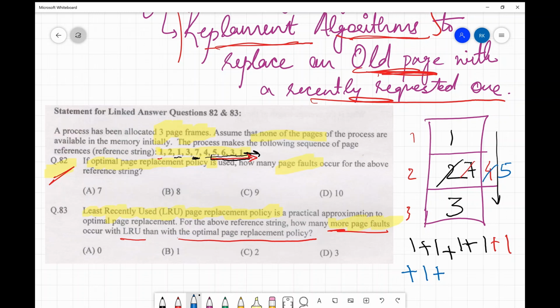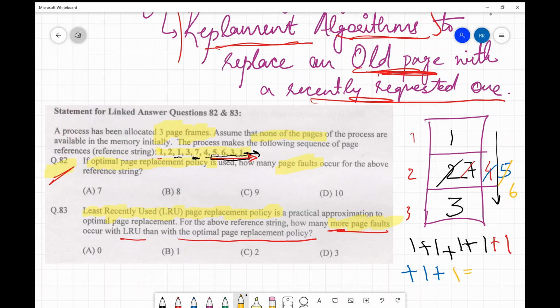Again with 6, same thing, 3 and 1 being used in future. So what are we going to do? We are going to cut this. We are going to write 6 and one more page fault. Then 3 and 1, there is a page hit, no page fault.